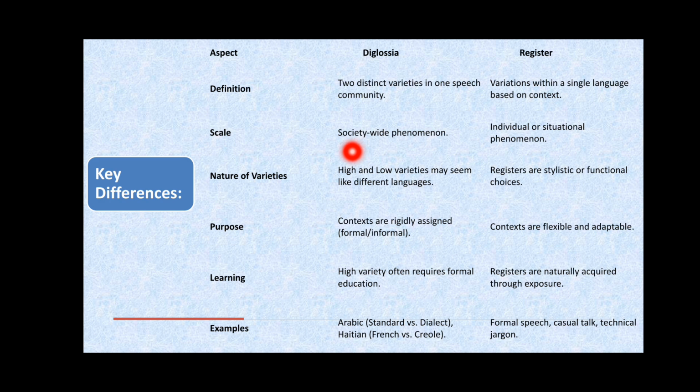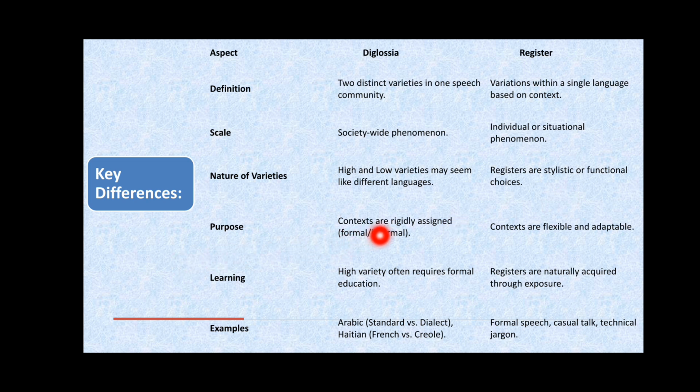Scale: society-wide phenomenon. Which one? Diglossia. And individual or situational phenomenon, register. It's not an individual phenomenon, it's a societal, large or wide phenomenon of a whole society. And this one is an individual or situational phenomenon. Nature of varieties: high and low variety may seem like different languages, and register is a stylistic or functional choice. So your tone and choice of words change.